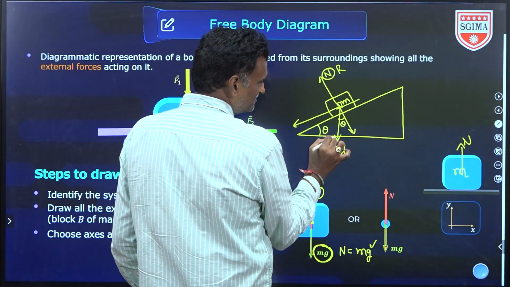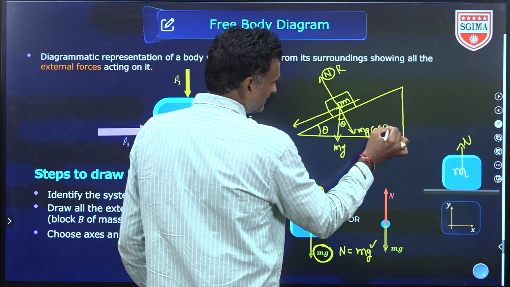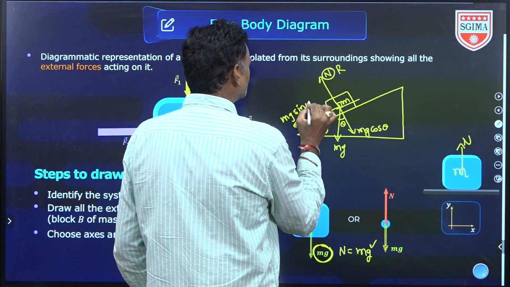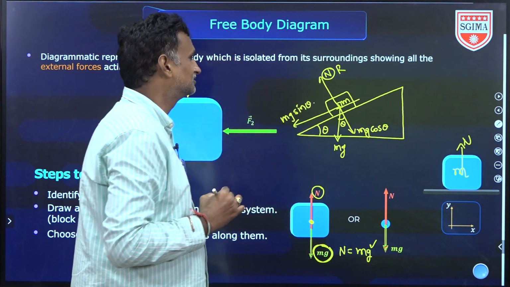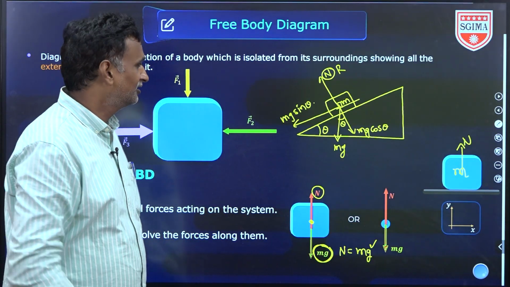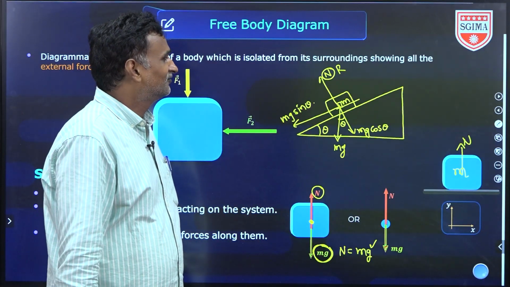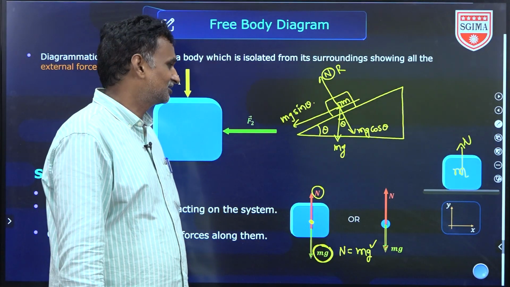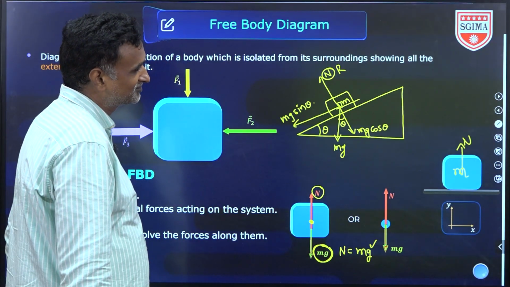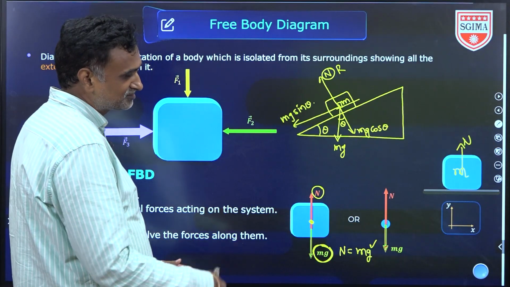So then mg along this one becomes mg cos theta, and here it becomes mg sin theta. So thus we get the forces acting on a body placed on an inclined plane in this manner. This also shows the free body diagram for the object, right? This is how we can draw the forces acting on a body, whether it is at rest or moving. And the next case we will see.